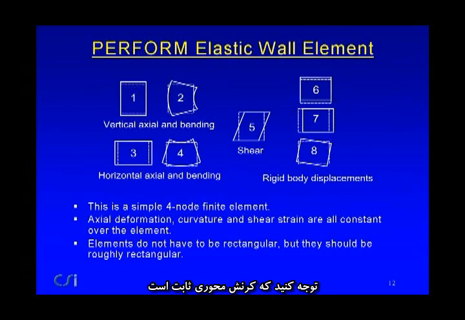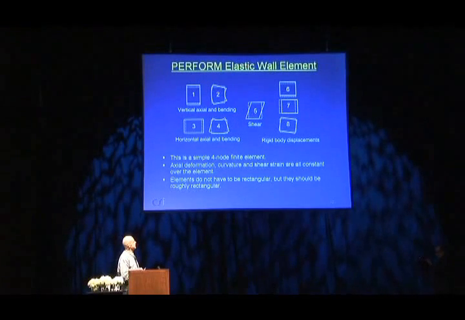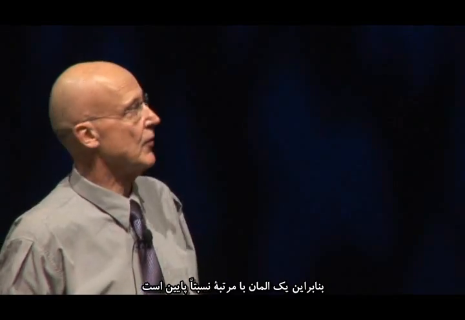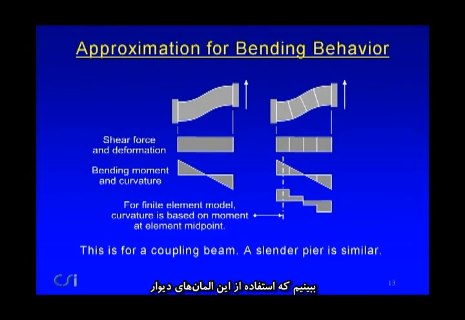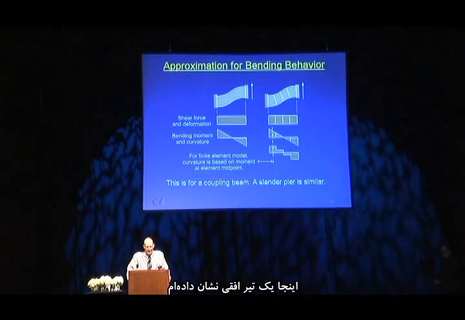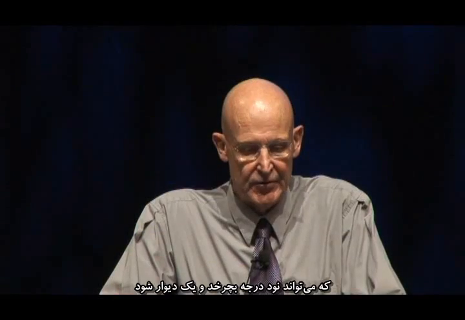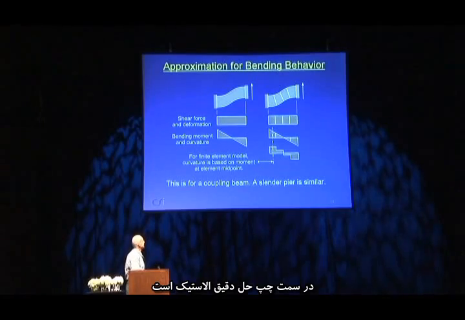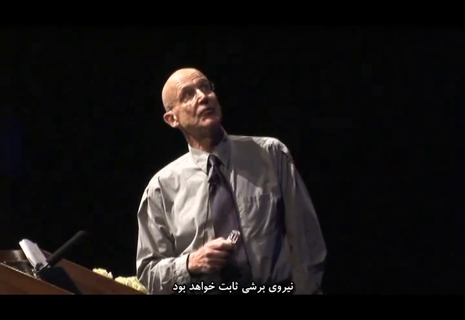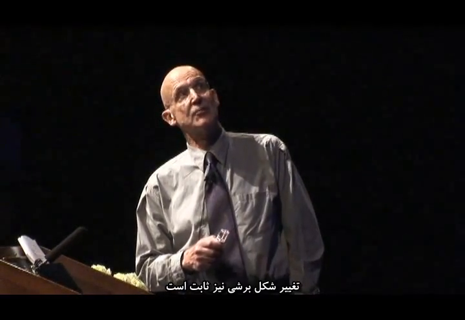Notice that the axial strain is constant, the curvature is constant, and the shear strain is constant. These are all constant deformation elements, so rather low-order elements. The elements are shown here as rectangular. They don't have to be rectangular, but it's a good idea to keep them roughly rectangular. Let's have a look at what it means to use these wall elements, and remember, it's still elastic, to model bending behavior. And I'm showing here a horizontal beam. It could also be turned through 90 degrees and be a pier. And the left is the exact elastic solution. The shear force is going to be constant, and the shearing deformation will also be constant.